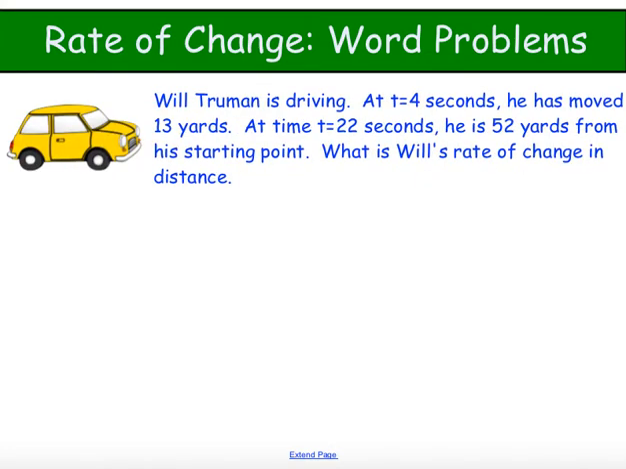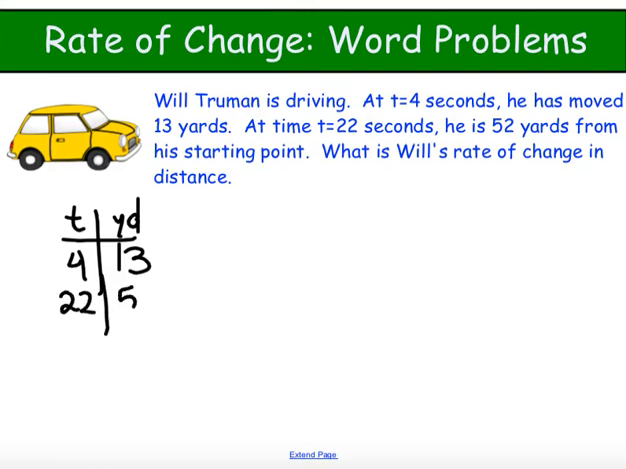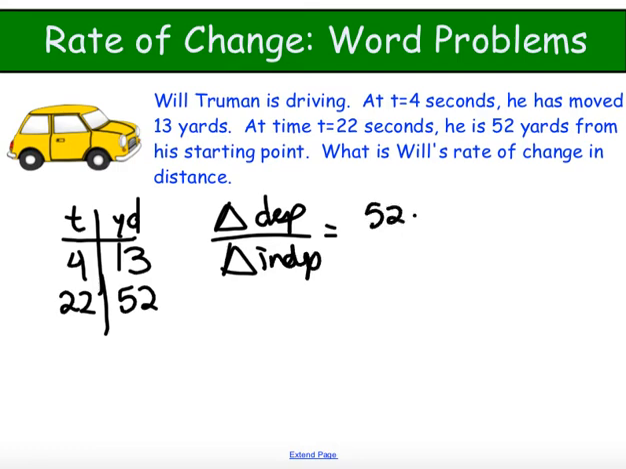Let's look at another one. Will Truman is driving at t equals 4 seconds. He has moved 13 yards. Okay, so we have 4 seconds, and I'll just put yards here. And then we have 22 seconds, and he's 52 yards from his starting point. What is Will's rate of change in distance? Well, once again, we're going to do our change on our dependent over the change in the independent. So we get 52 minus 13 over 22 minus 4.